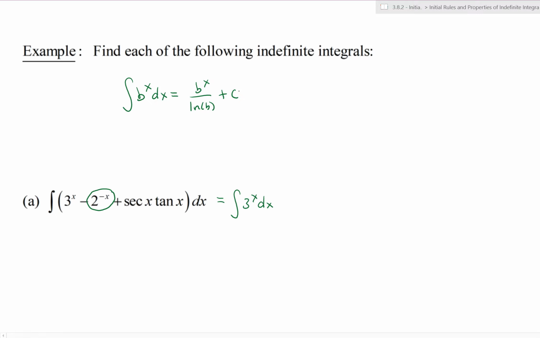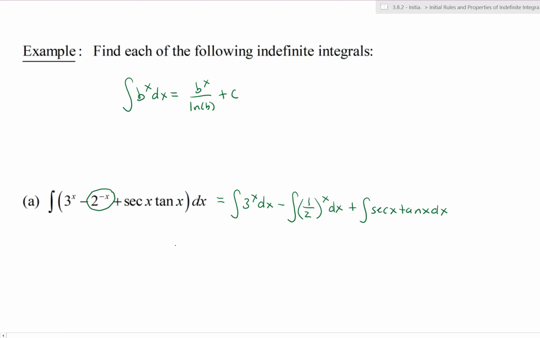So we need to rewrite that so that it is in the form of an exponential function b to the x. And the way we do that is just rewrite it so it has a positive x as the exponent. So we're going to write this as a minus the integral of really a 1/2 quantity to the x power with respect to x, right? That's the same thing as 2 to the negative x. And then finally plus the integral of secant of x tangent of x with respect to x.